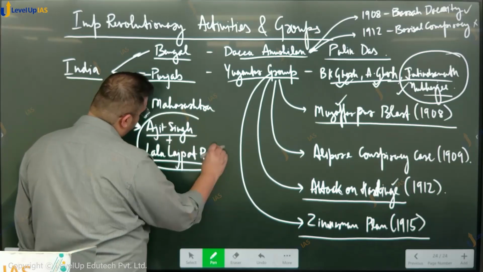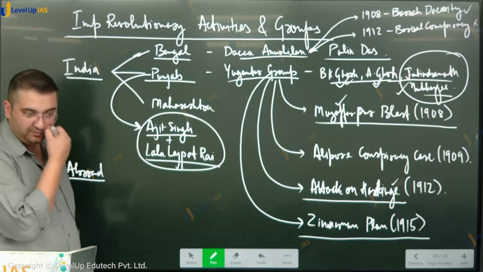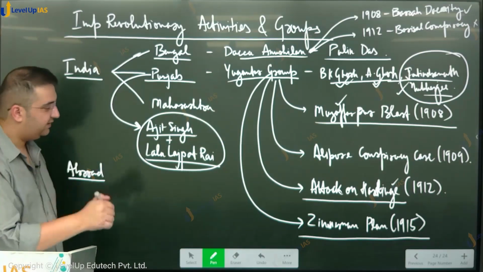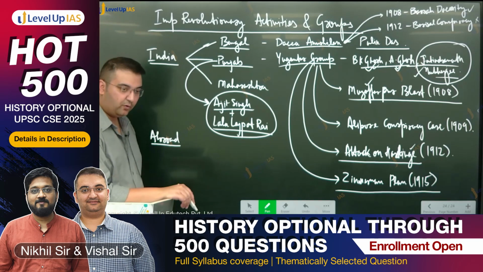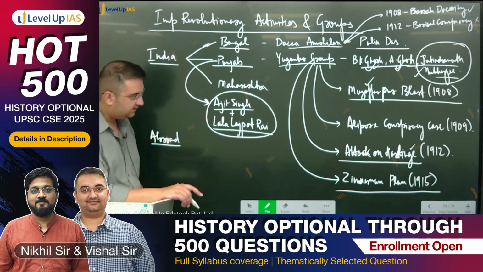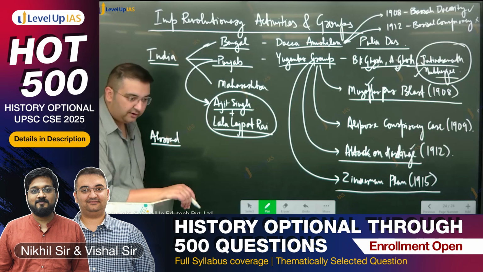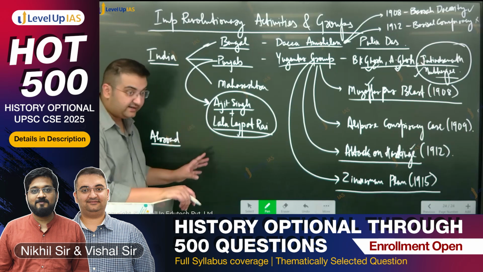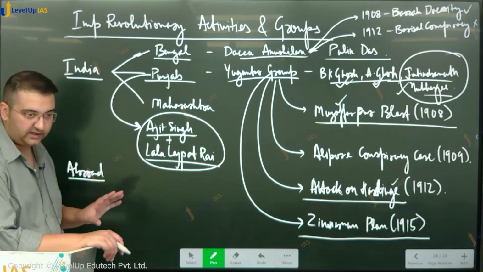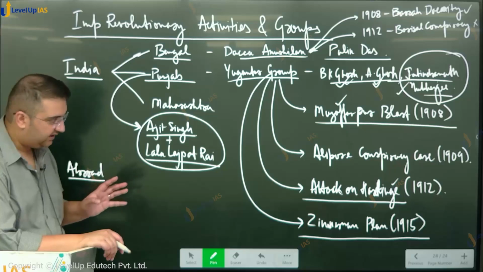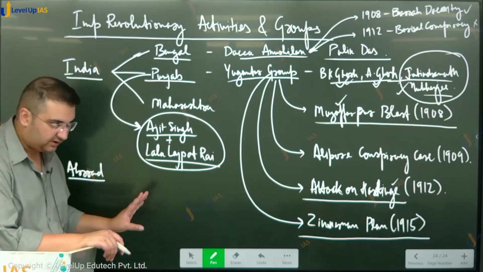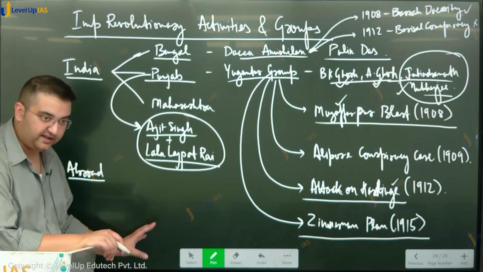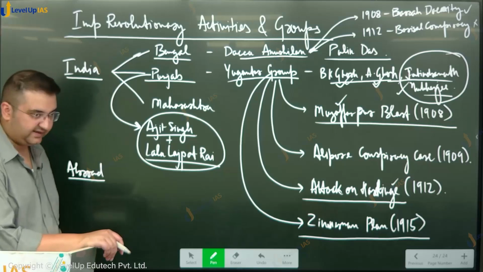However, following the arrest and deportation or exile of both these leaders, most of the Punjab revolutionaries were forced to go into exile themselves. A major chunk of them escaped out of India. और कहाँ गए? Canada or USA. ठीक है? And over there they created their own revolutionary organization known as the Gadar Party, which is going to have a major impact on the revolutionary phase during the First World War. देखेंगे कैसे. ठीक है?